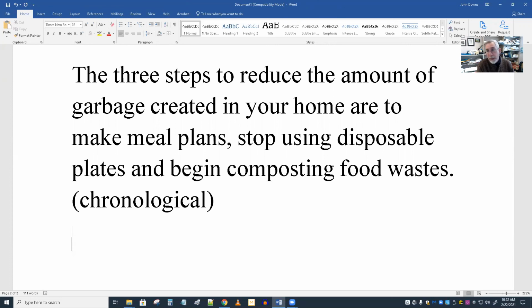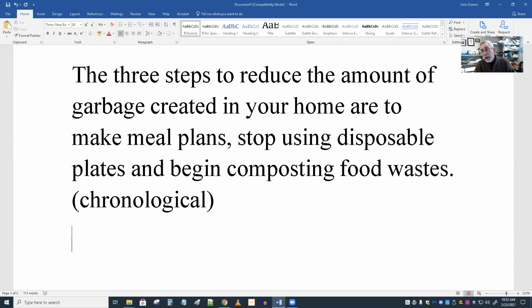But of course, you can see Roman numeral 1, all right? To reduce the amount of garbage created in your home, the first step is make meal plans. The second step to reduce the amount of garbage in your home is to stop using, so that's Roman numeral 2, stop using disposable plates. The third step, Roman numeral 3, to reduce the amount of garbage created in your home, is to begin composting food waste. Okay, good. So that's your main ideas.